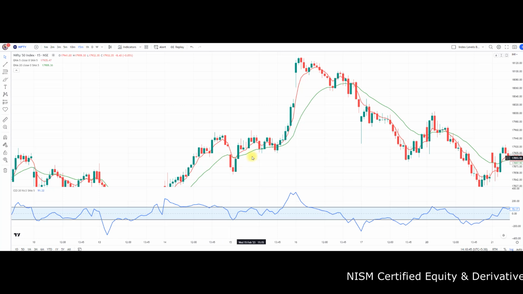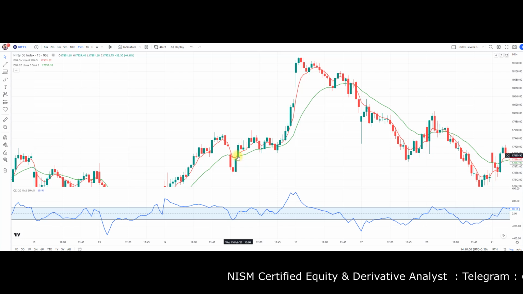So you already know how we can trade using the 5 and 20 EMA crossover. So here we can see the green candle.